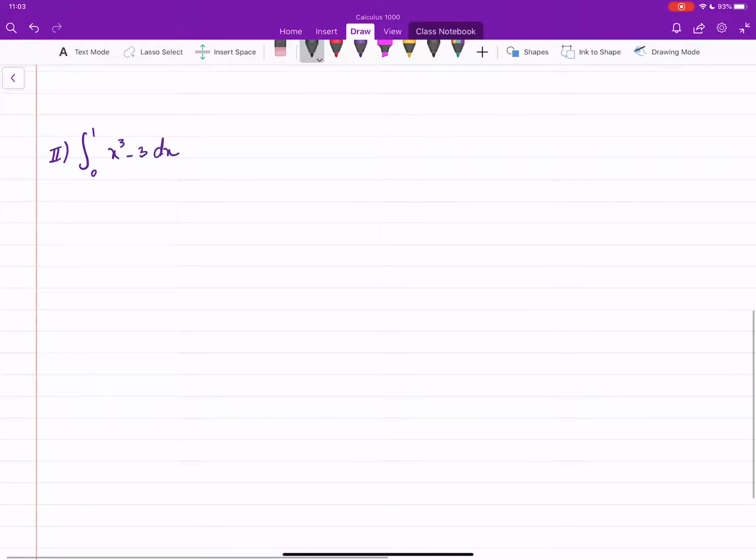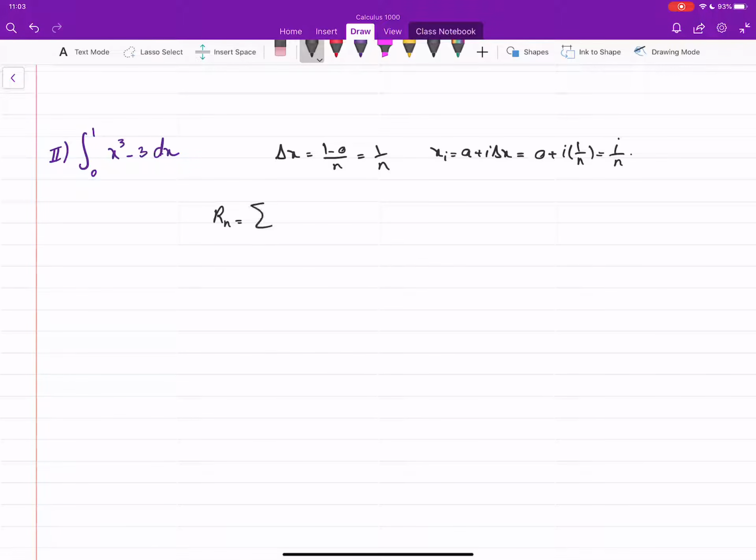How about this other one? Well, again, we compute Rn, the delta x. Delta x here is 1 minus 0 over n, which is 1 over n. Xi is going to be a plus i delta x, which is 0 plus i times 1 over n, so this is going to be i over n. And then Rn is going to be the sum, i going from 1 to n, of delta x times f of xi, f of x is this guy.